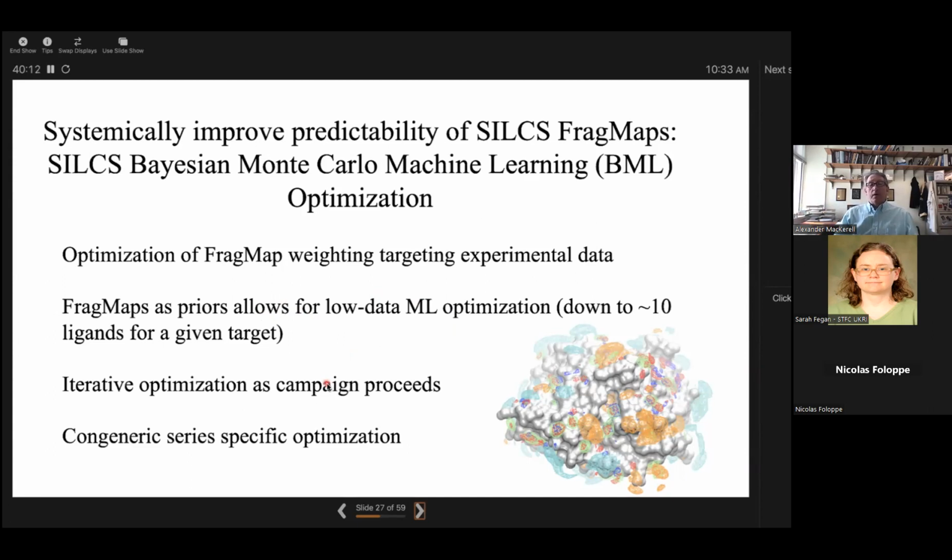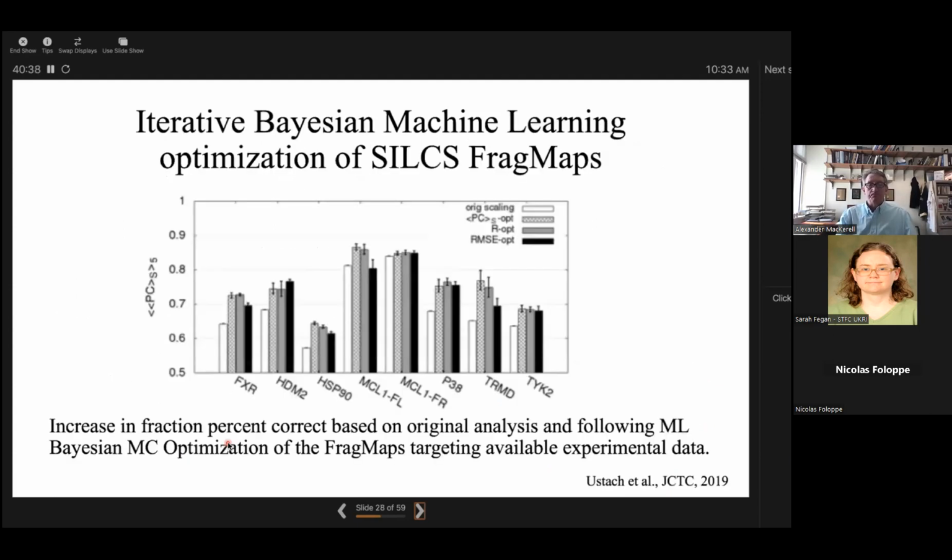As a drug design campaign proceeds, we can continually re-optimize the FragMaps to increase their predictability. As you have different congeneric series, we may optimize the FragMaps for one congeneric series versus another. This is a very powerful way to continually improve the predictability of your model, based on a very good starting guess. And this is important: these FragMaps are actually very predictable unto themselves, where we can do this optimization.